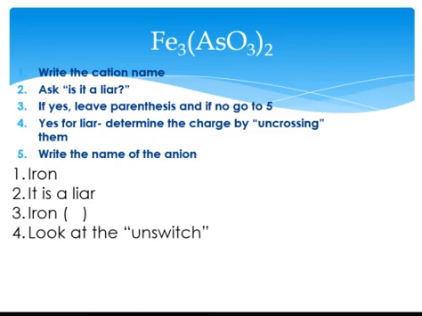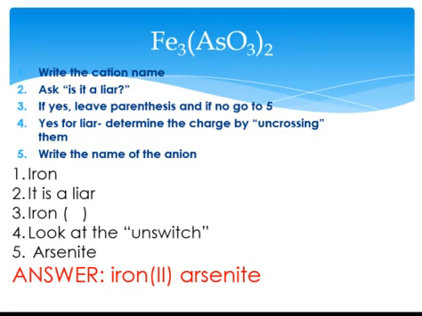Then I'm going to look to unswitch it. So I'm going to come up here and I'm going to say Fe got a 3 from the AsO3. And if that's true, then the Fe gave a 2. And it was true. So it's arsenite is the AsO3. It does have a 3. So my answer is iron, Roman numeral 2, arsenite. So there's the switcheroo. So AsO3 is a 3, then the Fe is a +2.